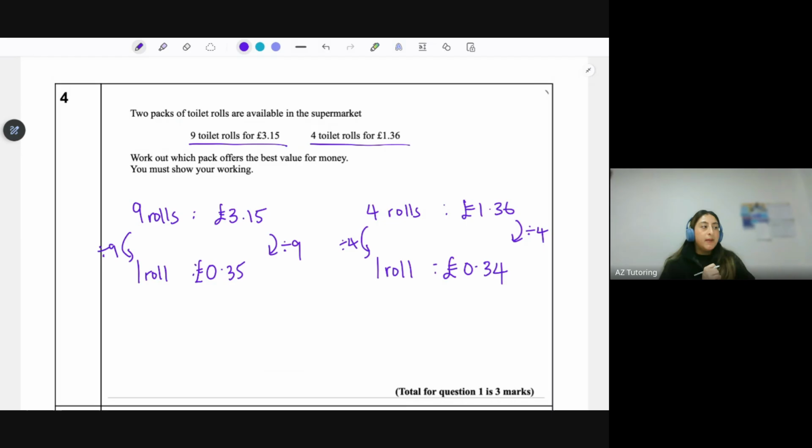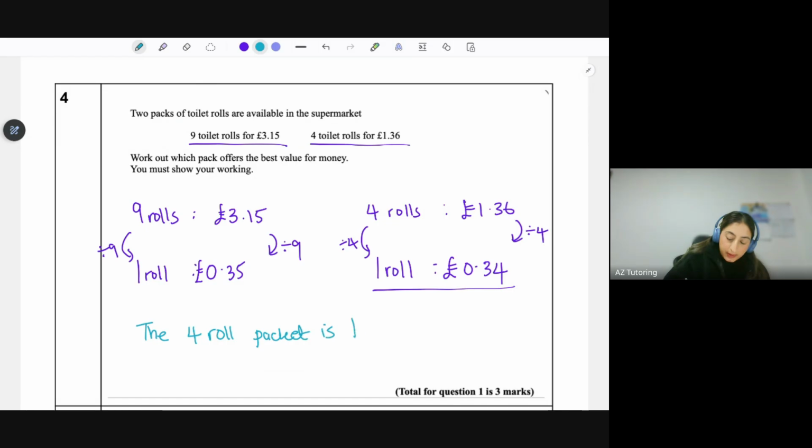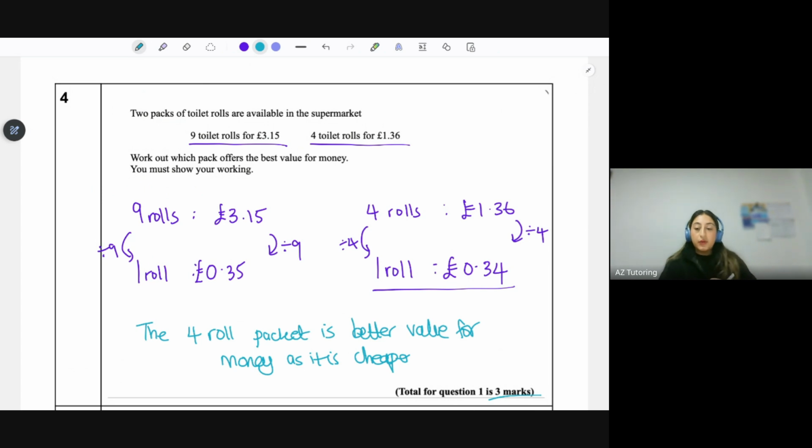So you can see the better value for money. For 1 roll, I'm going to be paying less here. Therefore, always write your statement at the end: the 4-roll packet is better value for money, as it is cheaper. Your statement at the end always counts, so you get a mark for that. It's 3 marks: 2 marks for your working out, and your last mark is for your statement.